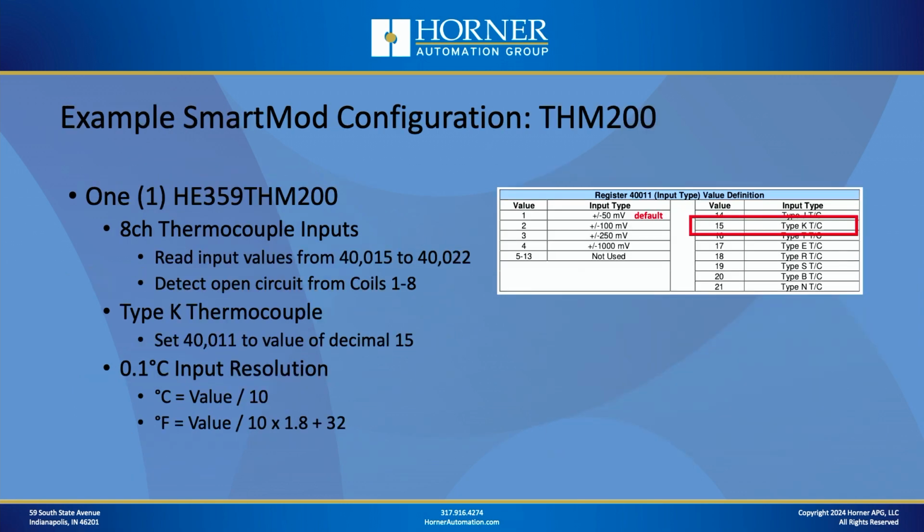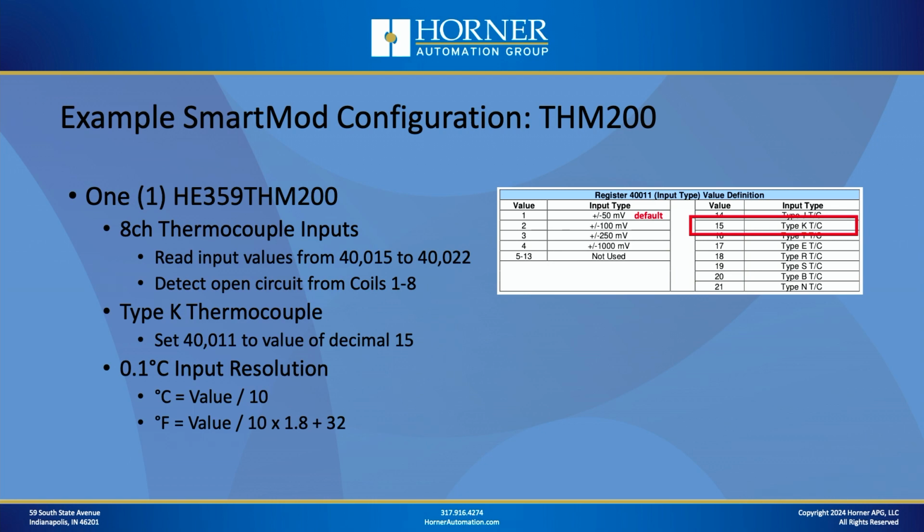Okay, so let's talk about an example configuration that we might need to do if we needed to add, let's say, 8 channels of thermocouple input to our application. So we might use a SmartMod THM200 module that has 8 thermocouple inputs. Maybe what we need is type K thermocouples, and that's not the default for that module. So we're going to have to set the type to type K, and we're going to do that by writing to holding register 40,011. And then the temperature values that we read are going to be coming into Modbus holding register starting at 40,015. And there's going to be 8 of them, and they're coming in 10th degree C increments.